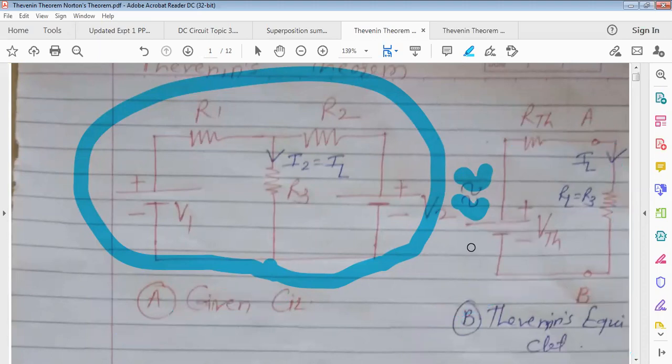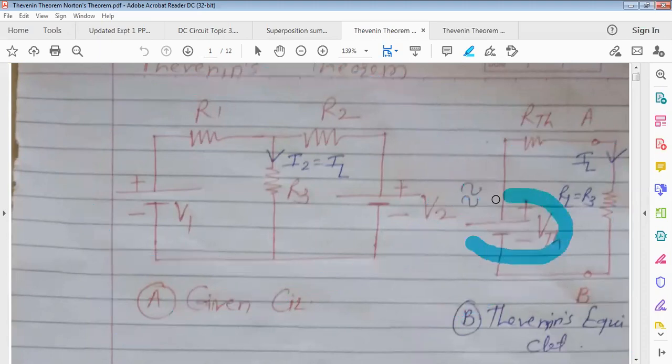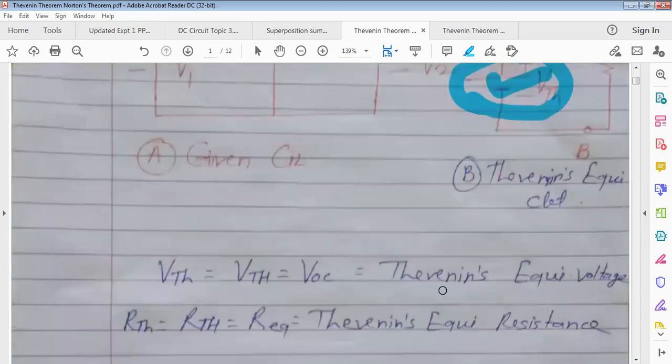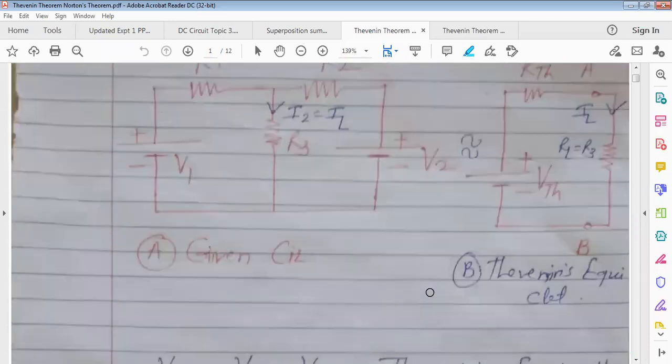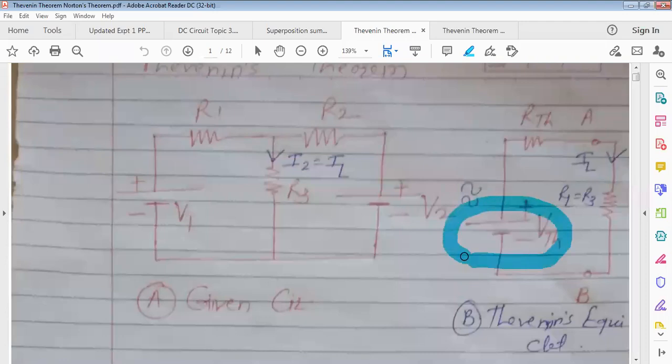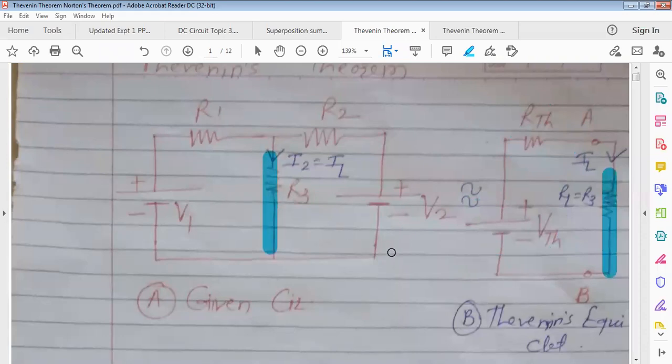So what is this voltage source called as? This is called as Thevenin's voltage source. This one resistance is called as Thevenin's equivalent resistance. And this one is Thevenin's equivalent voltage, VTH, and Thevenin's equivalent resistance. And what about this load resistance? It is nothing but the same in both the circuits.